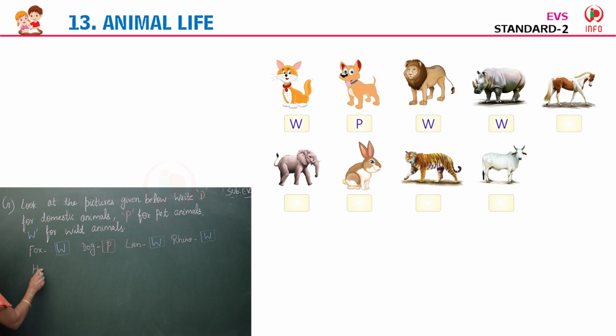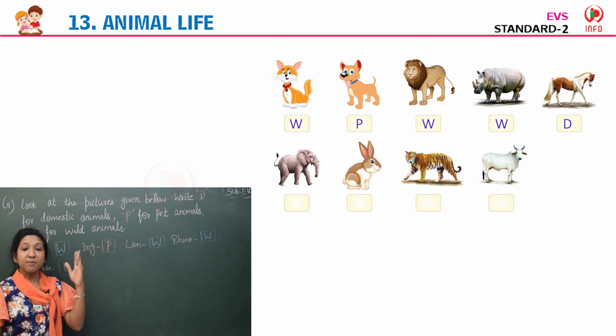Yes, it comes under which category or which group? Is it a pet animal? Is it a domestic animal or a wild animal? Yes, we keep them in the farm, isn't it? It's a useful animal, so it's a domestic animal. So you can write D in the square box. D. Okay. Now the next image.